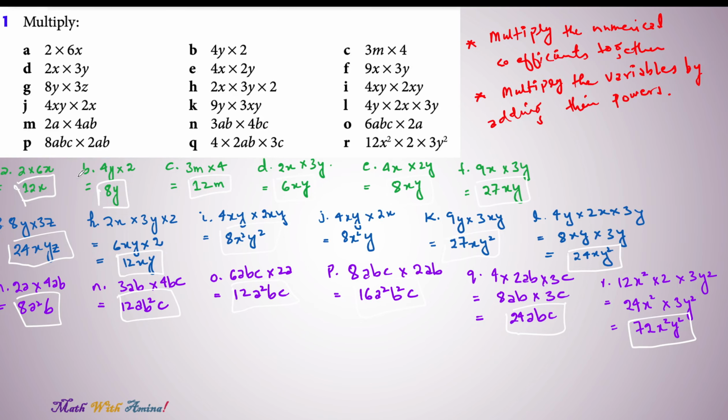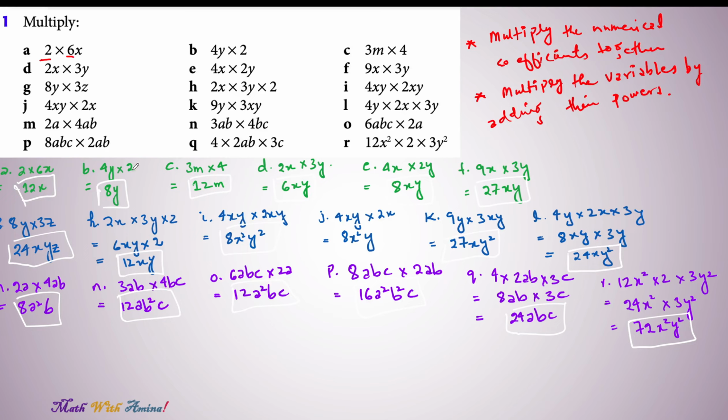So the very first one, starting with 2 multiplied by 6x. In here the coefficient for this term is 6 and in here the number is 2. So as per the first rule, the numerical coefficients multiply together. So 2 multiplied by 6 is equal to 12. The variable will remain the same with the same power. So it will become 12x.